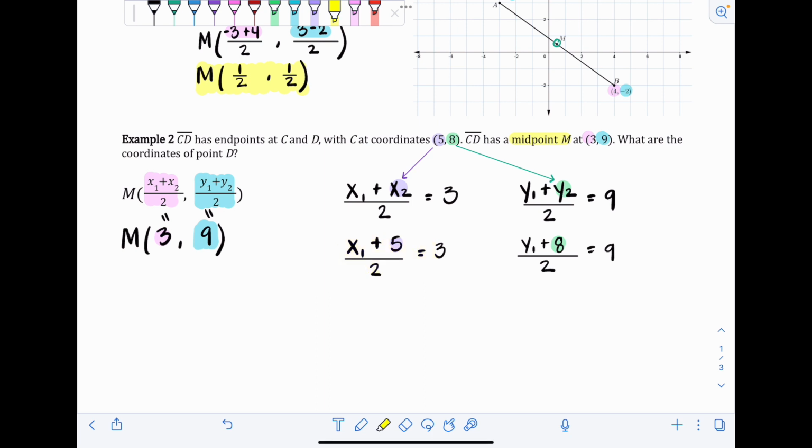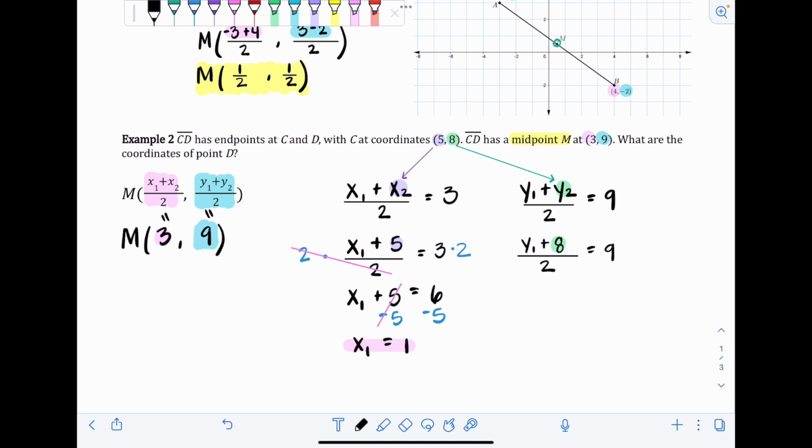Okay, so now to solve each equation, I'm going to start on the x's over here. I need to clear the denominator, so I need to get rid of that 2 that's down there. In order to do that, I would multiply both sides by 2. The 2 being multiplied is going to cancel out the 2 in the denominator, so it'd leave me with just x1 plus 5 equals 3 times 2, so 6. My ultimate goal is to get the x1 by itself, so I'm going to subtract the 5. So it'd be x1, and then 5 minus 5 cancels out, and I'm left with 6 minus 5, so 1. So my x1 is going to be 1.